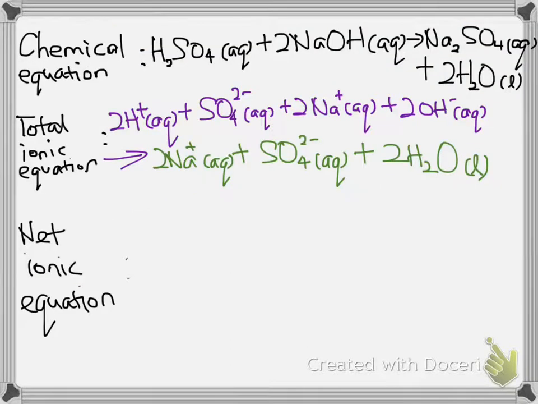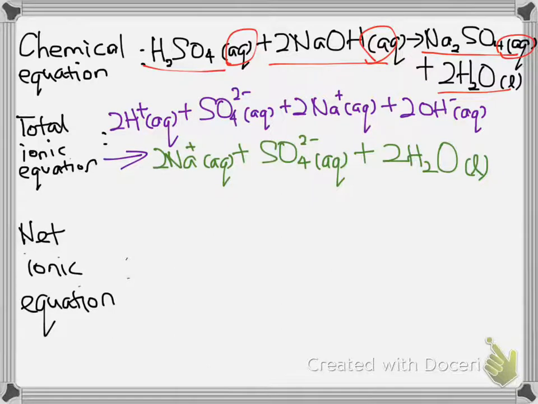Now let's take a look at this. This is an acid-base neutralization reaction. Alright, here we are using sulfuric acid with sodium hydroxide to give you sodium sulfate as well as water. Now remember, for the total ionic equation, we will have to split up all the aqueous compounds.